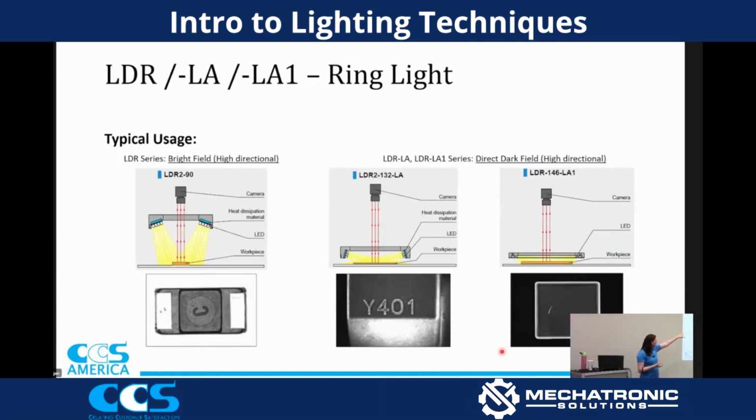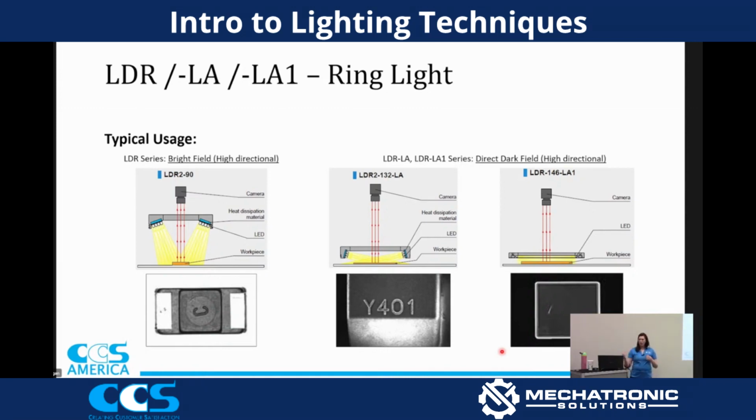So the LDR2 is just straight down. It gets your bright field image. The difference between LA and LA1 is the LEDs and the angle that they're at. The LA has 3 LEDs at a slight angle, so you still get a uniform image, but you also get a little bit of light reflecting off the sample going into the camera.